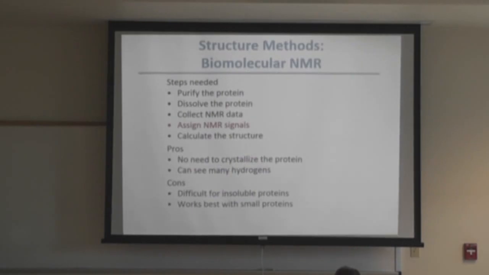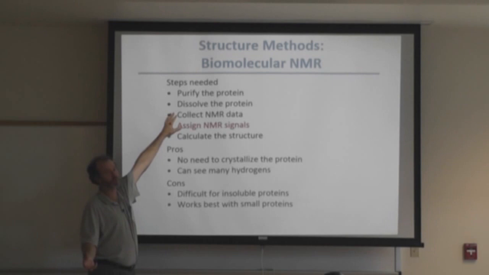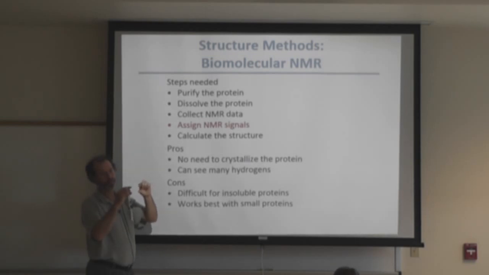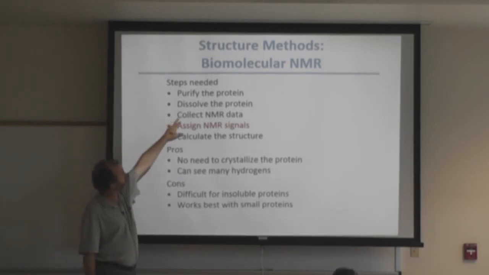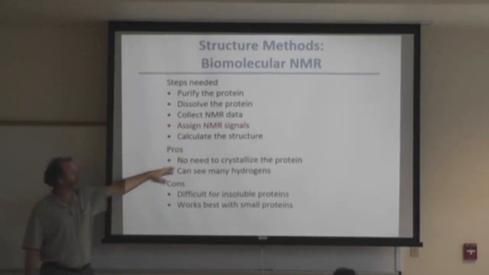Another method, which I actually worked in a lab that did this, was NMR. So they take proteins and determine their structure via NMR. And again, you have to get the protein super pure, then you have to dissolve the protein in the solvent. And the lab I work in actually would do membrane proteins. So they would create micelles to have the membranes redissolved in the micelles. Collect NMR data and then assign NMR signals and calculate the structures.